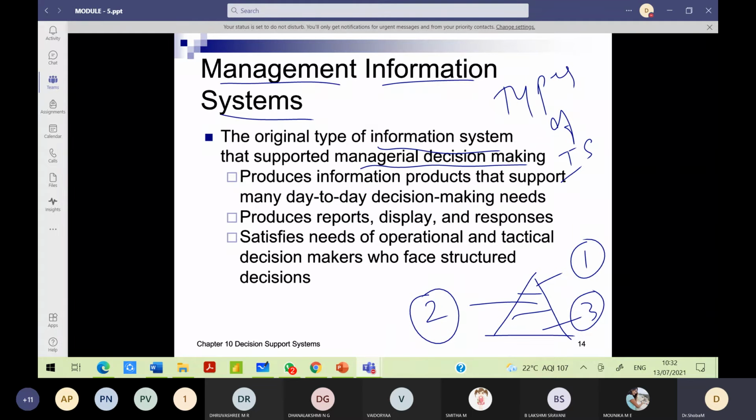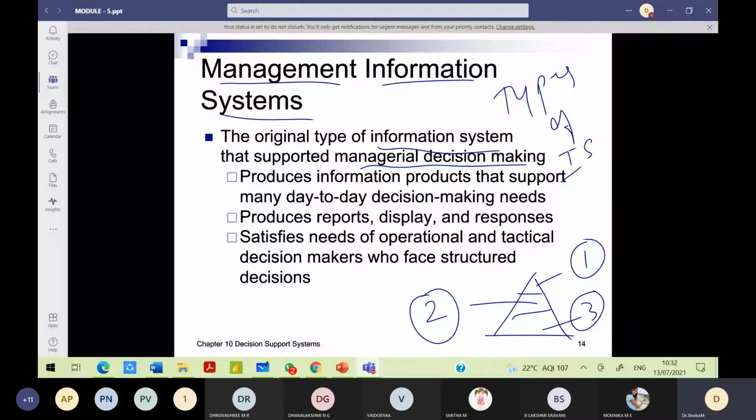Mid, ma'am. Hmm? I didn't get you. Mid. Come again. In the top or middle or the last layer? Mid, ma'am. Mid. Okay, fine. Is it correct, students? Whatever he said, managers, according to him, are in the middle level. Is it correct? Yes, ma'am.